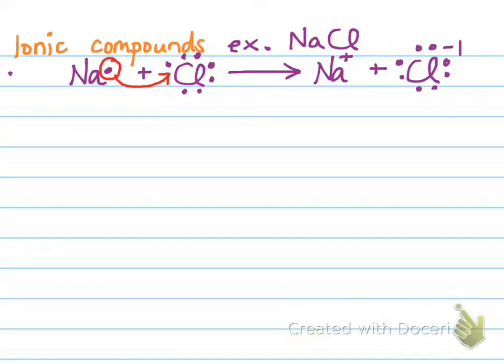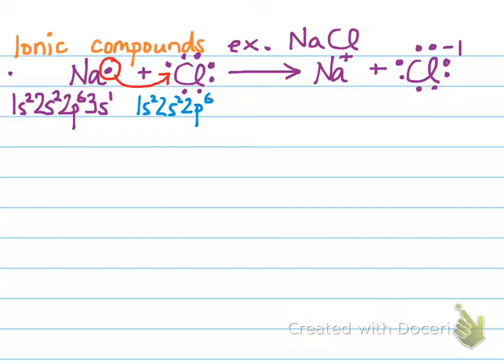You can also look at this in terms of electron configurations. Sodium's electron configuration is 1s2, 2s2, 2p6, 3s1. Chlorine's electron configuration is 1s2, 2s2, 2p6, 3s2, 3p5.